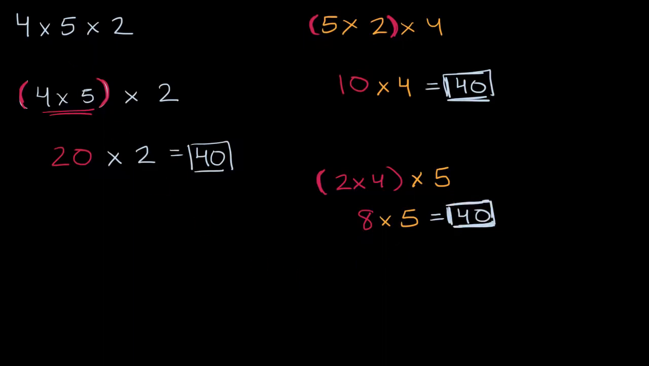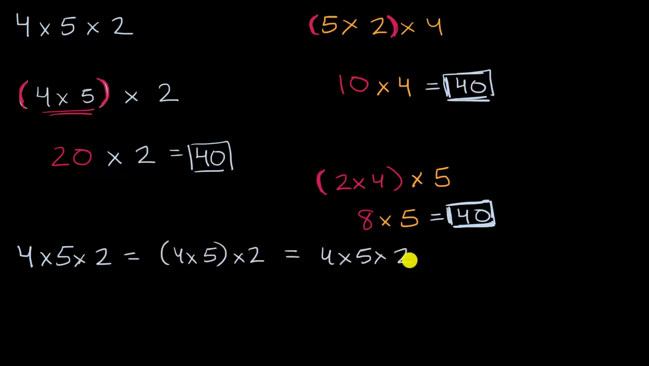In fact, you could do the 4 times 5 first, or you could do the 5 times 2 first, or the 4 times 2 first. So it doesn't matter which order you multiply these things in. In every case, you are going to get 40.